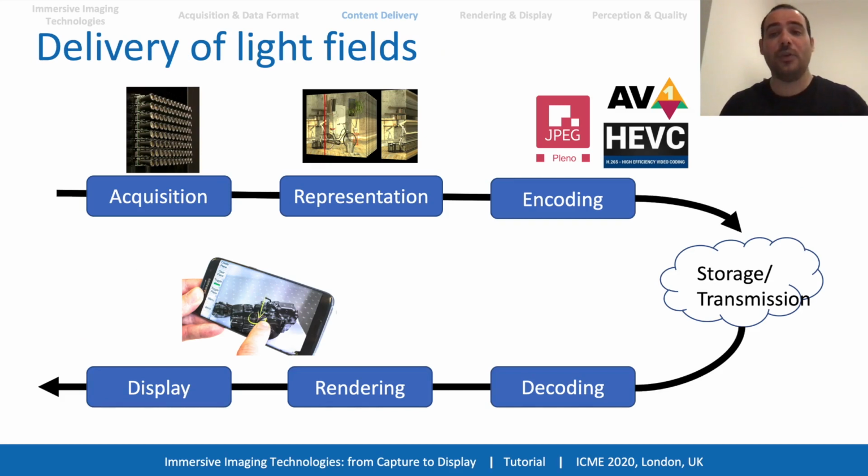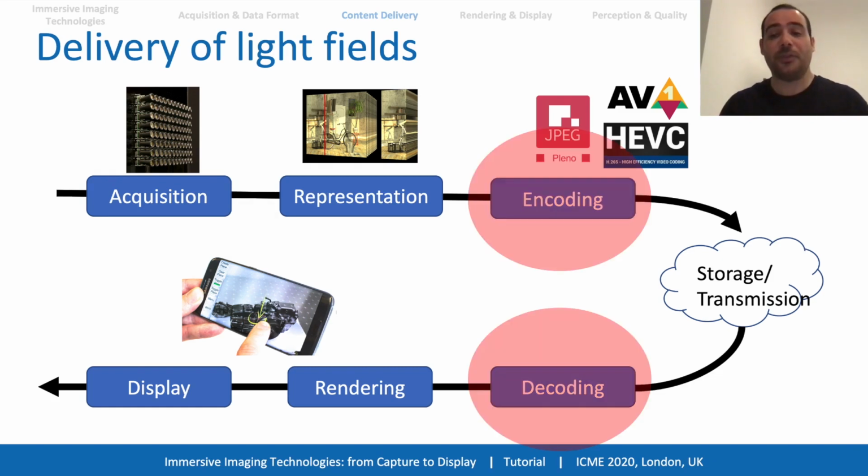On this slide, you can see a delivery pipeline of light fields. The first block is the acquisition, where we capture light fields using a number of cameras. The captured light fields are then rearranged at the representation block. Next, we encode light fields using a video codec and store or transmit them to the client side. On the client side, the device can decode, render, and display the transmitted bitstream.